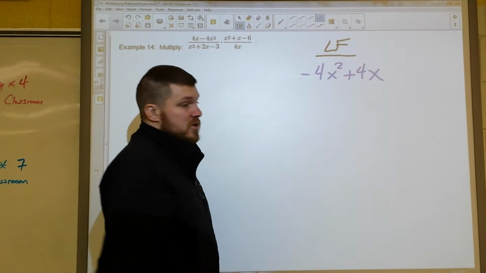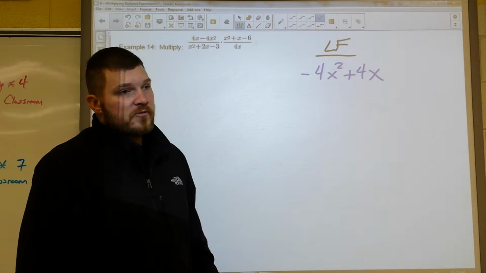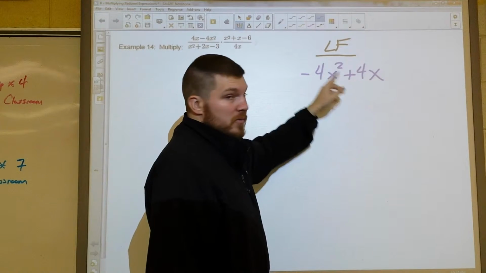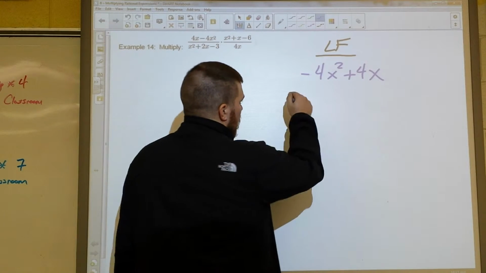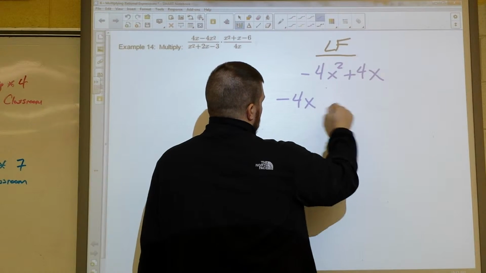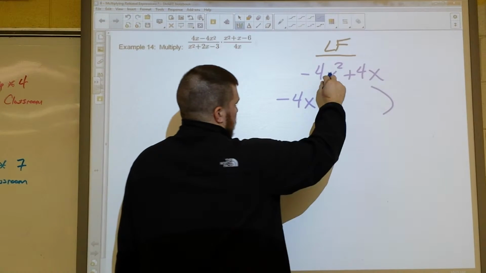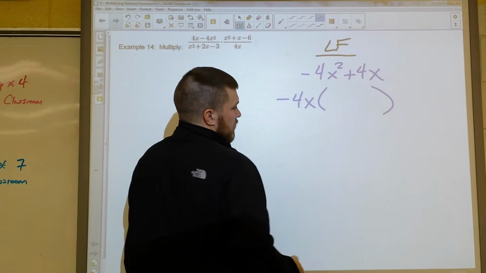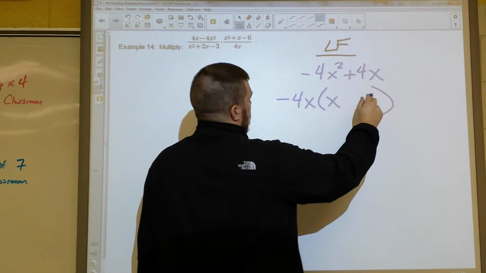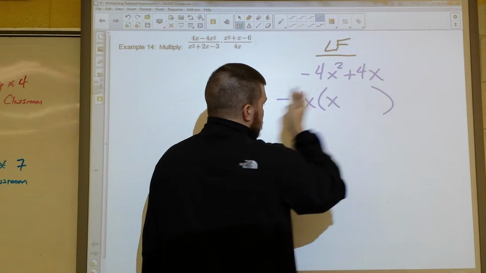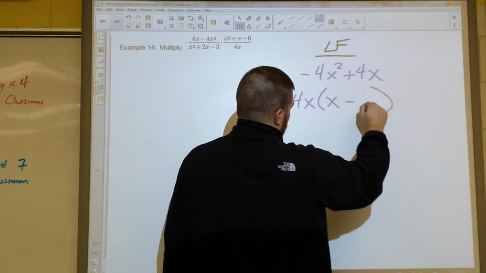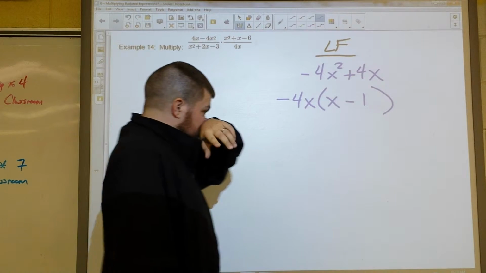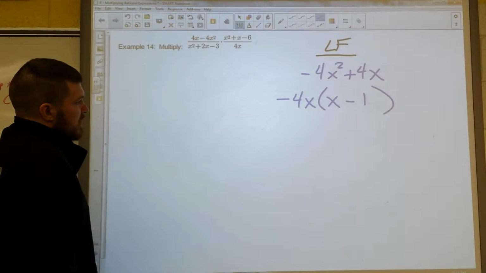All right, now I'm going to go ahead and factor. What I'm looking for is a GCF, greatest common factor, that can come out. So they both have 4, so that 4 can definitely come out. They both have x, so x can come out. So I have negative 4x times... Now, to figure out what goes in here, we're saying what times negative 4x will give me negative 4x squared? Well, that's x. What times negative 4x will give me positive 4x? Well, that's a negative 1, because negative and negative is a positive. All right? So the top is factored completely.